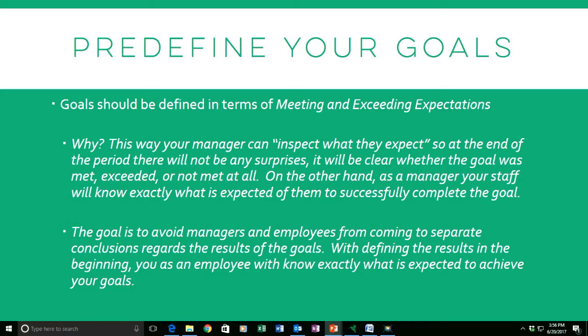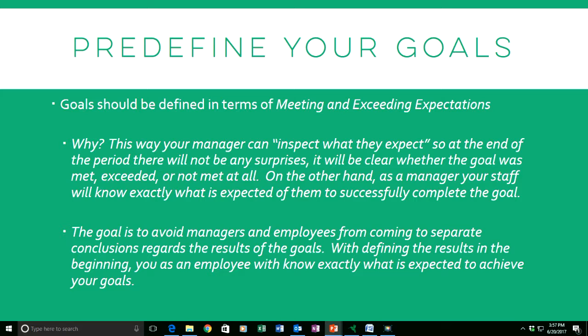In Constellation HR, all goals are predefined. In terms of predefining a goal, a definition needs to be created for meeting and exceeding expectations. Why? This way your manager can inspect what they expect, so at the end of the period, there will not be any surprises. It will be clear whether the goal has been met, exceeded, or not met at all.